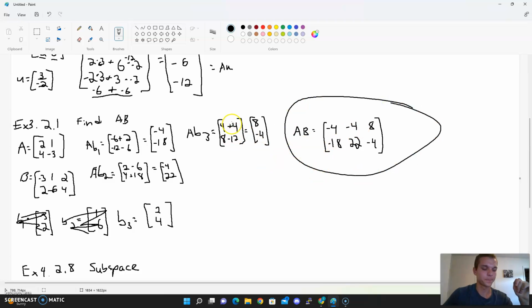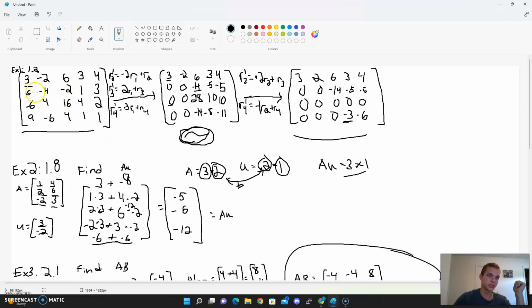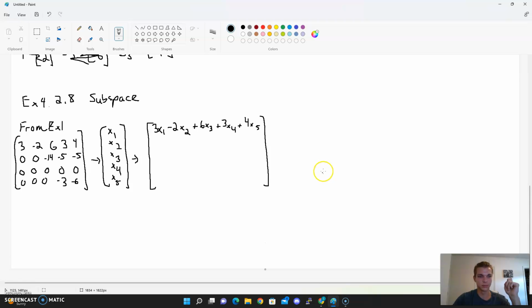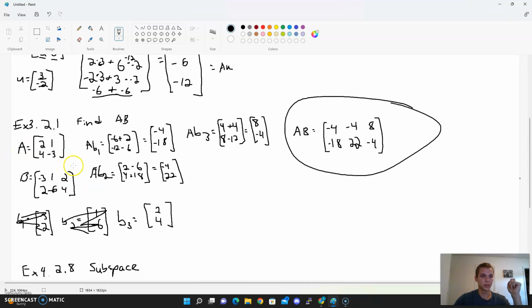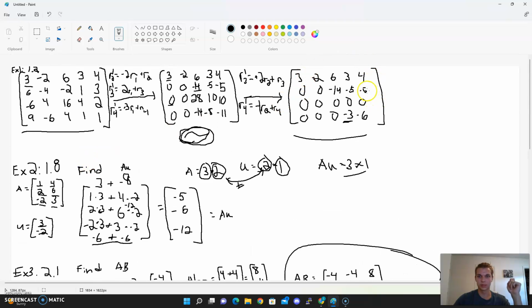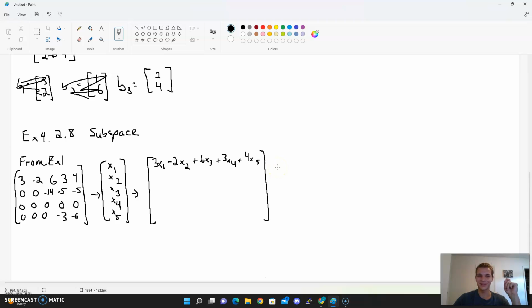So there's that. So for 2.8, after we finished example 1.2, I said we'd be coming back to this matrix, so I went ahead and wrote that down here, right here. So they should be the exact same, and they are. This is good. I mean, we did 1.2 correctly.